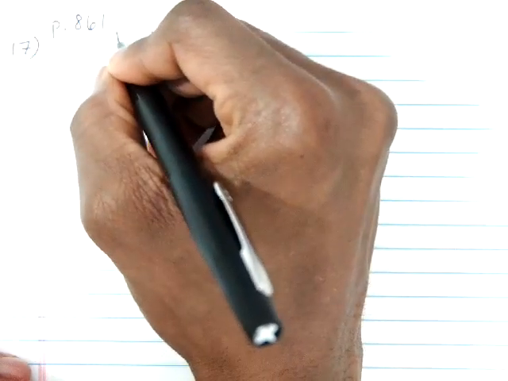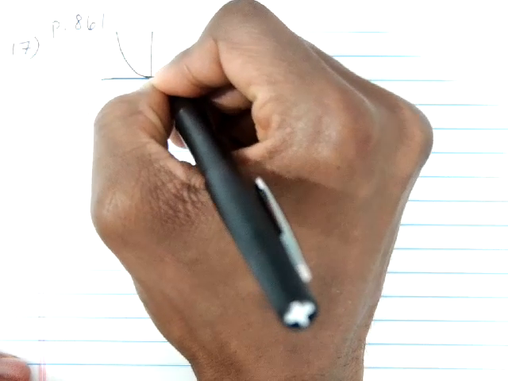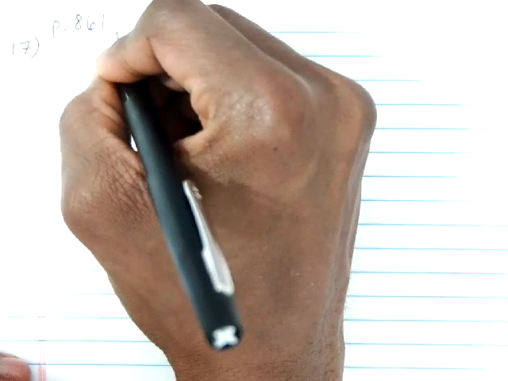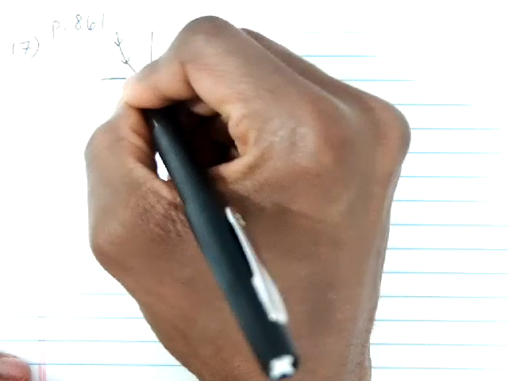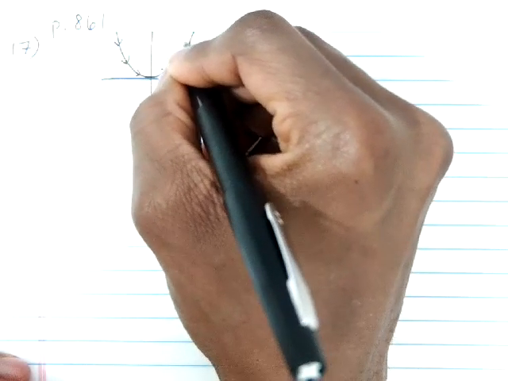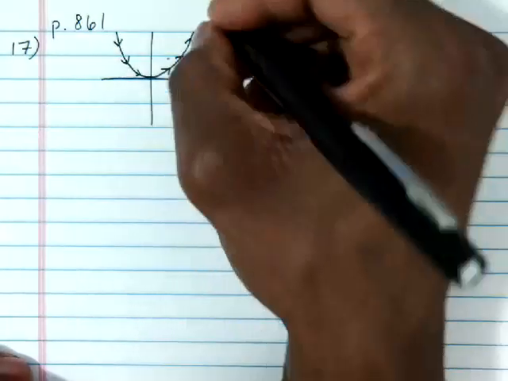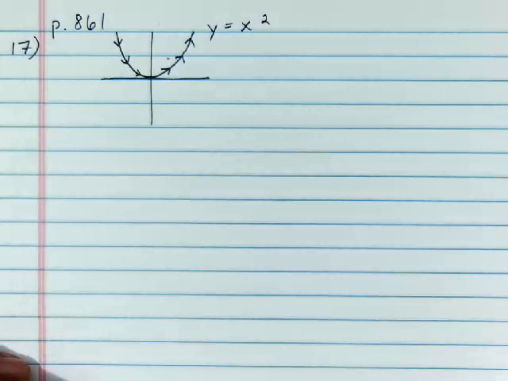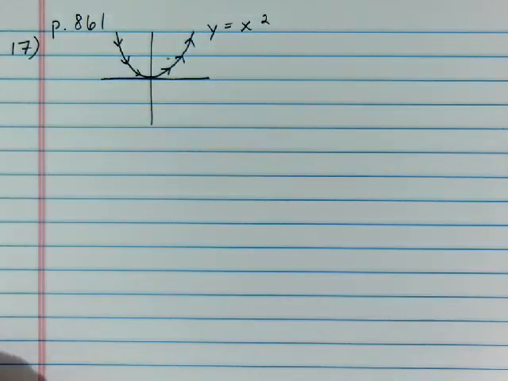So we have the parabola y equals x squared, and it says we're traveling from left to right. So it's y equals x squared. And then they give us a temperature function.